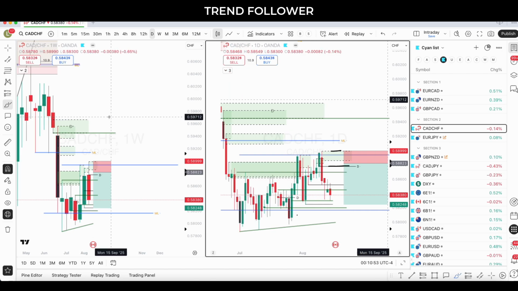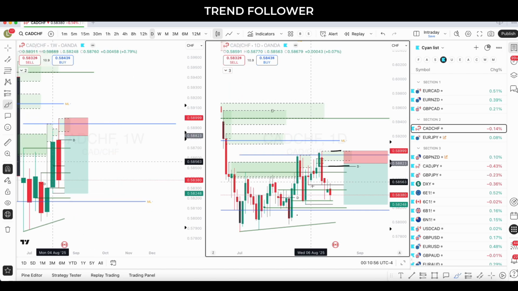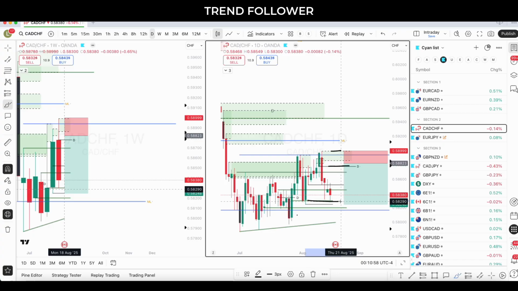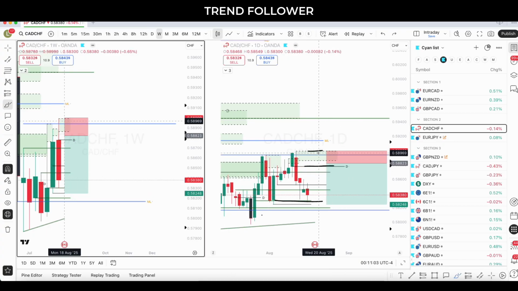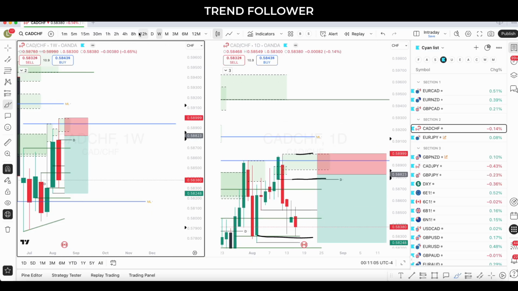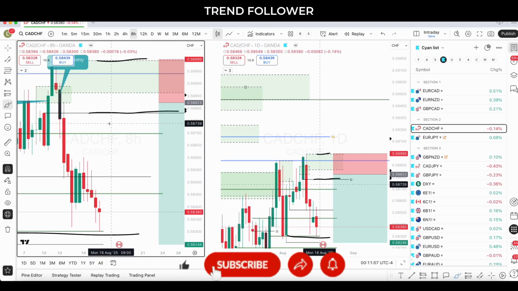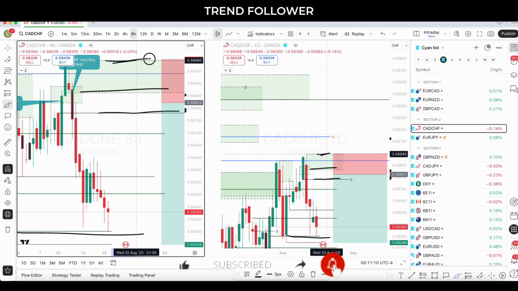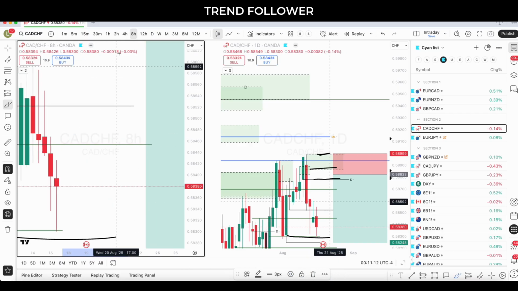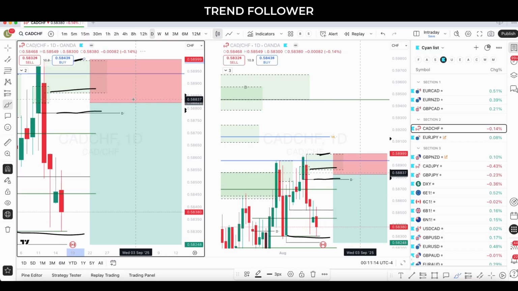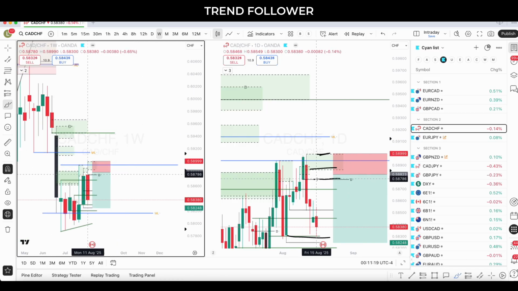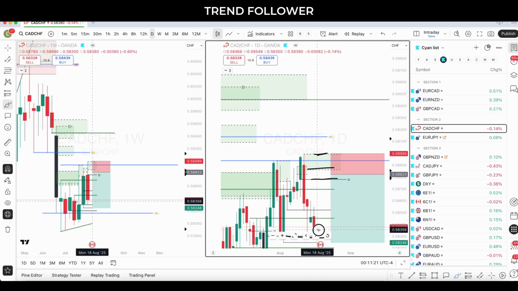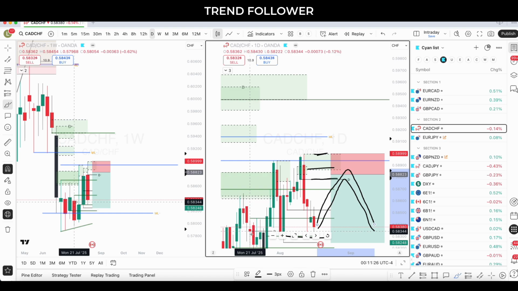So on CAD-CHF, the same logic, right? There is a demand here, weekly demand. So it can do something like this. What I really love about this, I think I posted it on Twitter, is that the supply here is very clean. I think it should go down from there, right? So that's what my target would be.